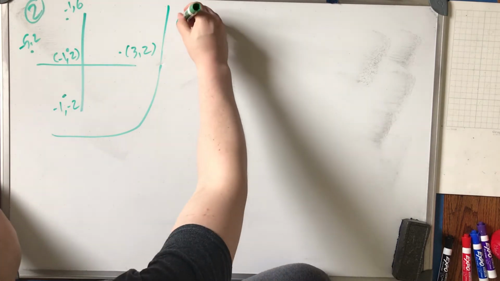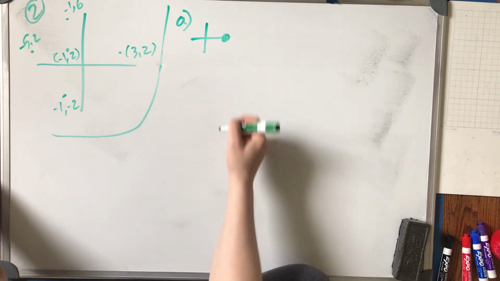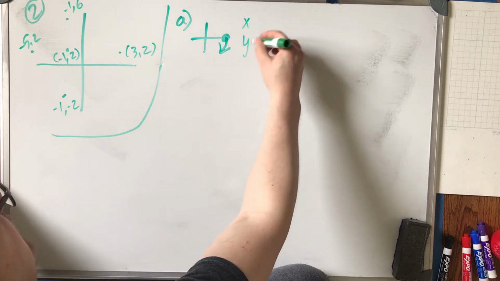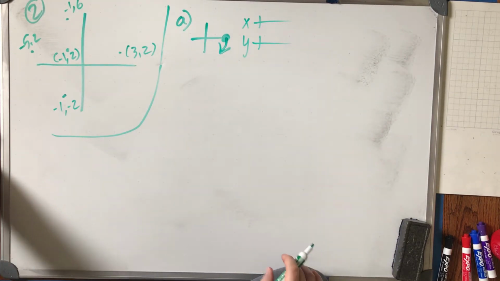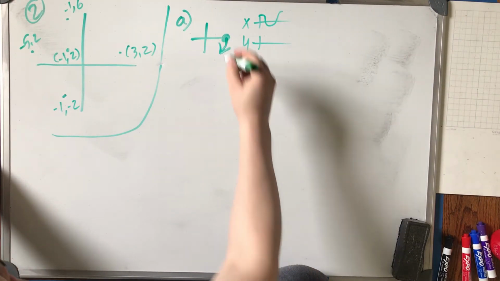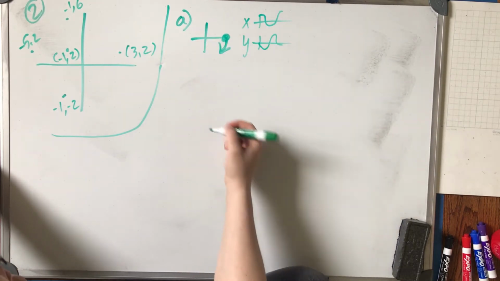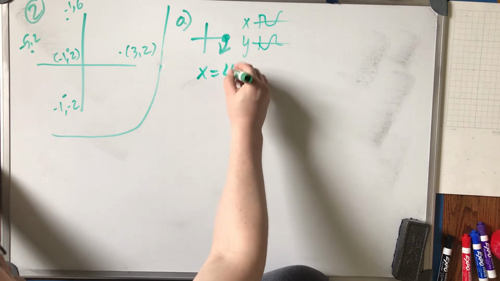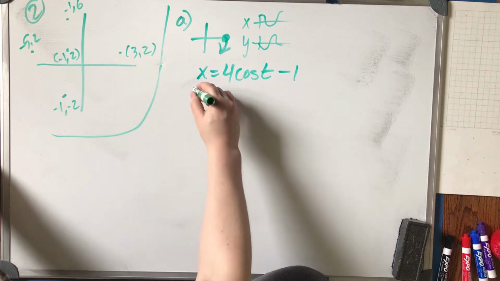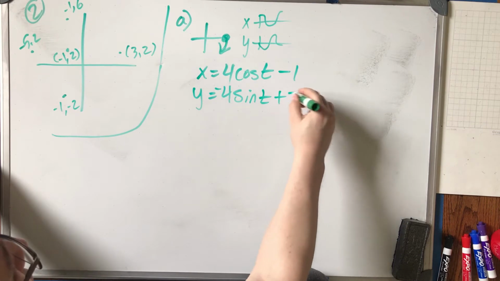So the first one, A, says we're starting at 3, 2. So that's this one, and I'm going clockwise. What we like to do for this circular type is always look at where we're starting. We're starting at a maximum x value, so x is going to be positive cosine. The y value will be a sine, and we're going down, so it's going to be negative sine. So for this one, we're going to have x equals 4, the radius, cosine. They didn't give us a speed, and they told us the center is at negative 1. For y, negative 4 sine, and then plus 2.